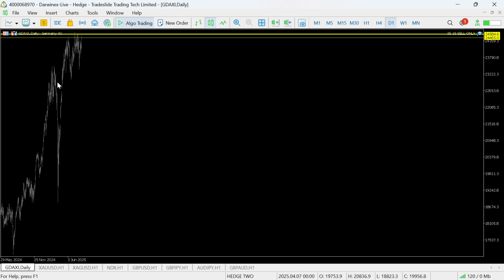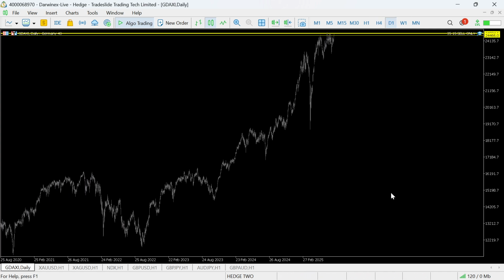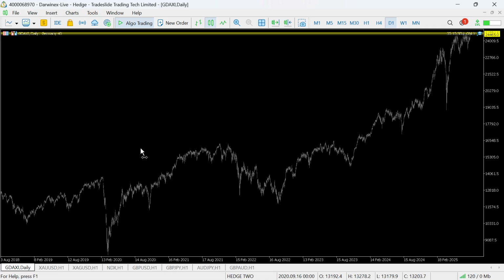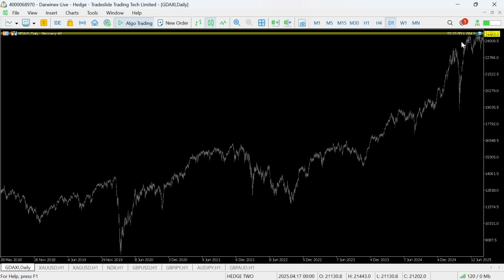Daily chart, even farther down. I don't even have data. Look at this. So the DAX, this is the highest price in history in the DAX.